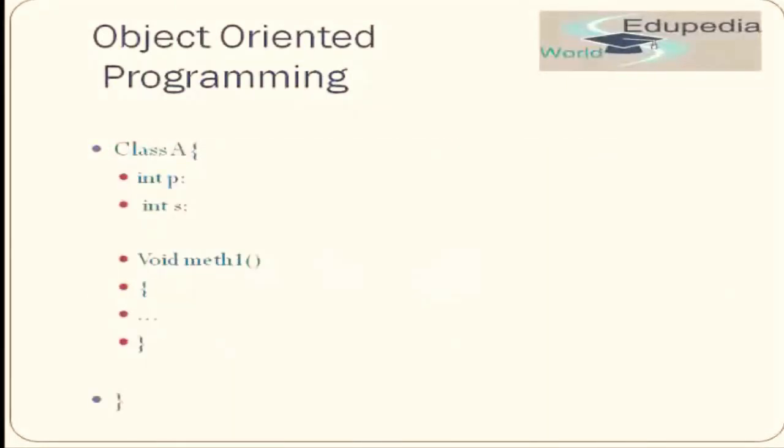Okay, so this is an example which says that there is a class A and it has some variables. Then it also has some method like void met1, which can contain some code. So this is how object-oriented programming languages are implemented. This code is very close to the Java programming language.